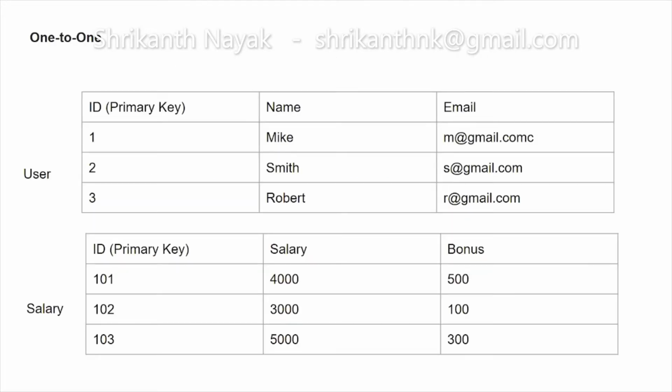Let's discuss one-to-one relationship in detail. In this example, I have taken a user table as well as a salary table. The user table has three records: Mike, Smith, and Robert. The salary table also has three records with salaries 4,000, 3,000, and 5,000. Will you be able to tell me what is Mike's salary? Okay. Will you be able to tell me the employee name whose salary is 5,000?